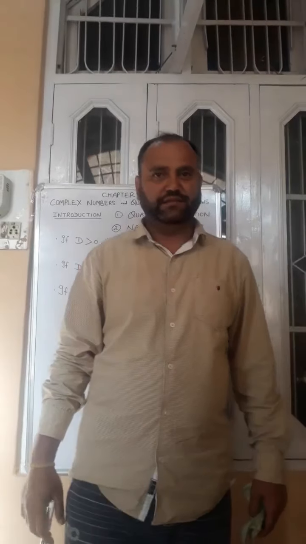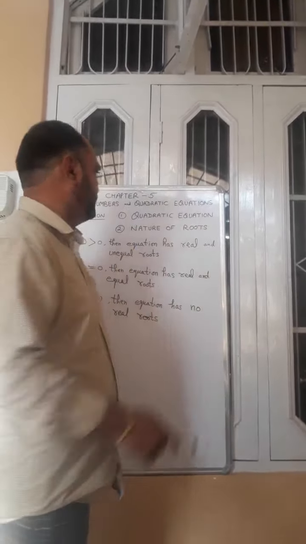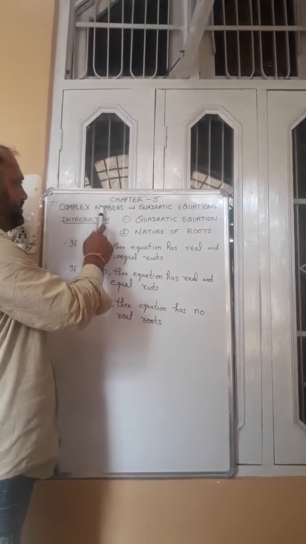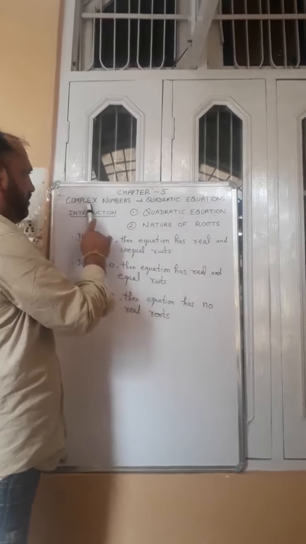Our topic is chapter number 5, and the name of the topic is complex numbers and quadratic equations. Firstly, introduction. First of all, you have studied in 10th class the topic of quadratic equation.